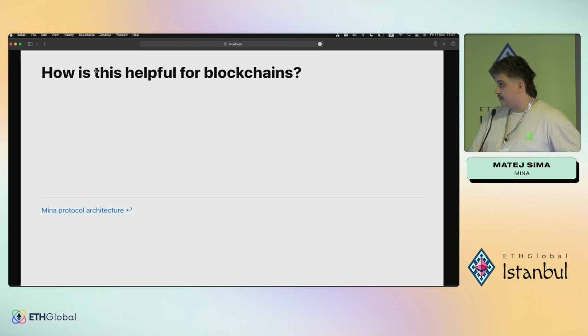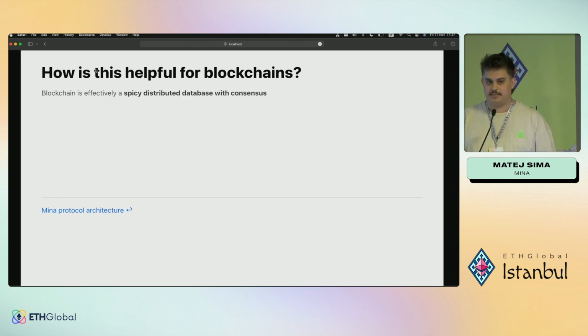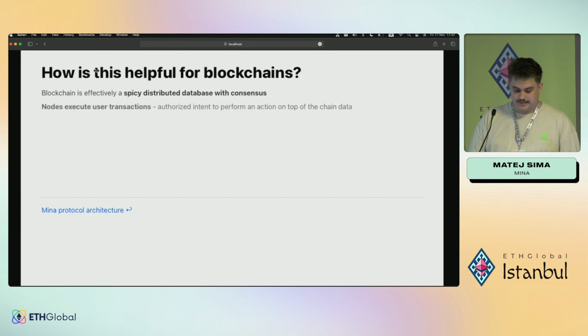So how is this helpful for blockchains? What is a blockchain? That's the first question we need to understand. It's basically a distributed database with a consensus on the latest state. So nodes execute user transactions, and a transaction is just an authorized intent to perform some state transition on top of the current chain data. That's applicable to every blockchain out there.